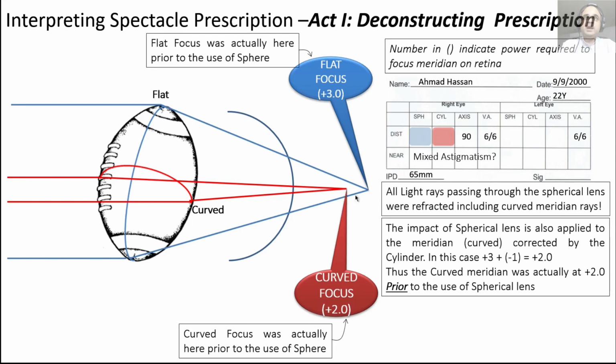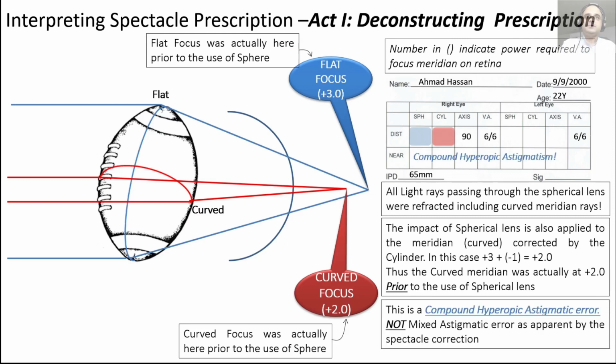So both the foci were behind the retina. This is not mixed astigmatism. This is compound hypermetropic astigmatism. And this is how we deconstruct a prescription into a type. And I'll show you the rules in the next slide, which would make things even simpler because you just need to remember the rules. So what seemed like mixed astigmatism turned out to be compound hyperopic or hypermetropic astigmatism, simply because of the effect of the sphere, which affects light rays passing through all the meridians.